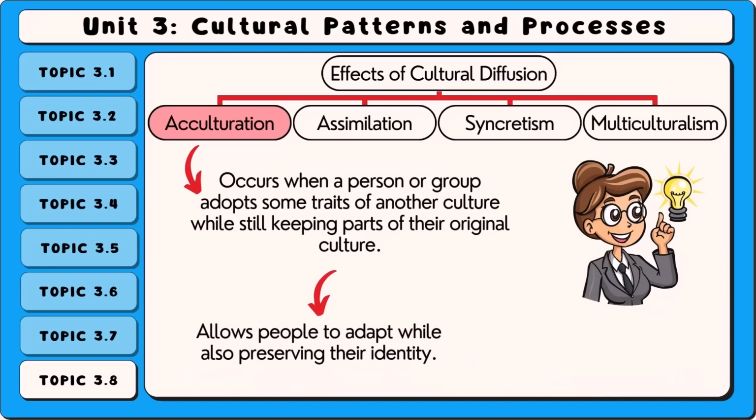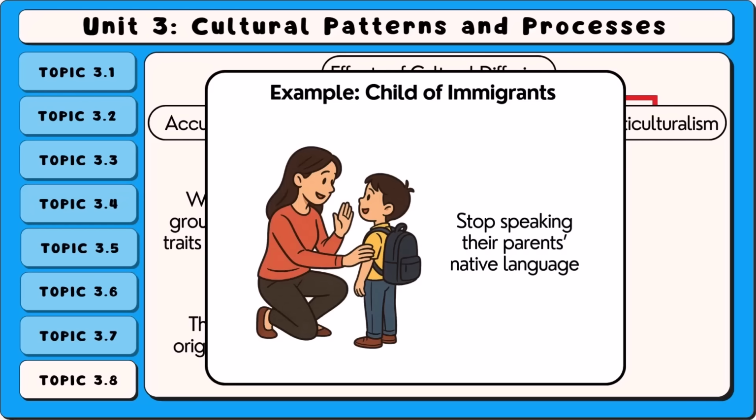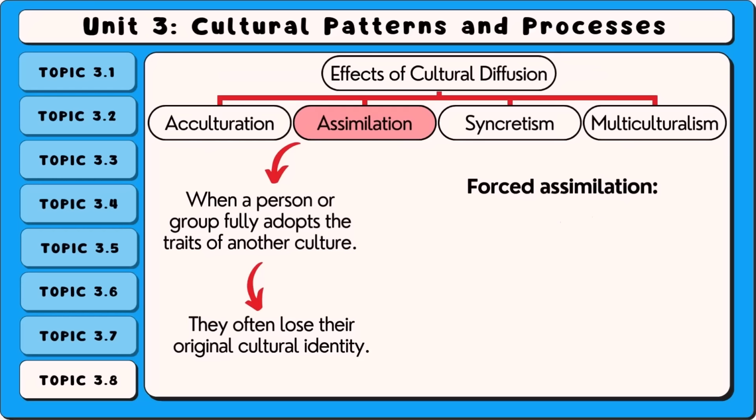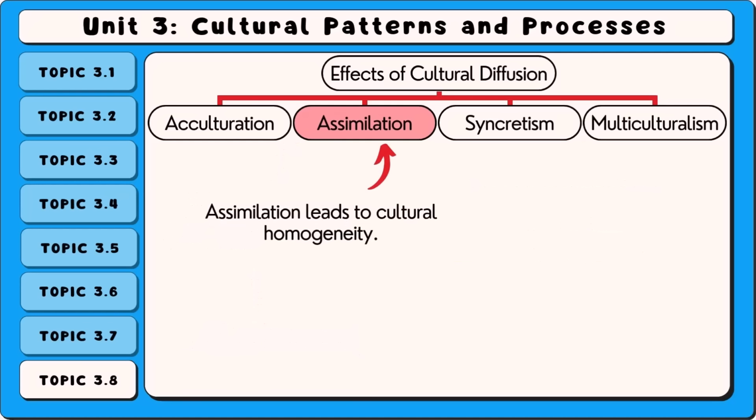Assimilation happens when a person or group fully adopts the traits of another culture, often losing their original cultural identity in the process. This may happen over generations, especially if there is pressure to fit in. For example, children of immigrants might stop speaking their parents' native language and only use the dominant language of their new country. In some cases, assimilation is voluntary, but in others, it may be forced through policies that ban native traditions or languages. Assimilation leads to cultural homogeneity, where differences become less visible.